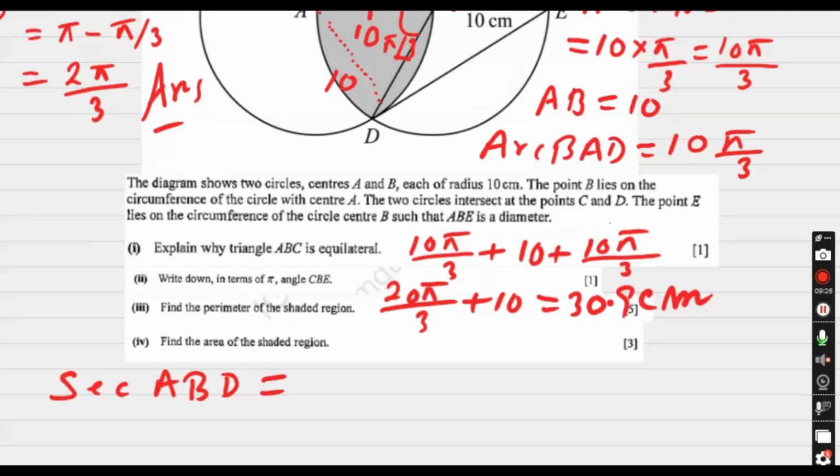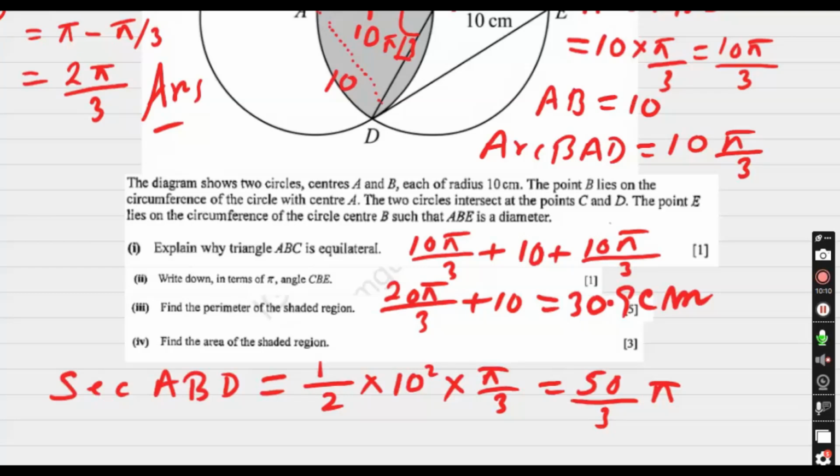What is the formula of sector area? It is half radius square, which is 10 square, into theta. Theta you know is pi by 3. The answer, you can use your calculator. 10 square is 100, 100 upon 2. I am using my calculator, 100 divided by 6. 50 upon 3 pi.